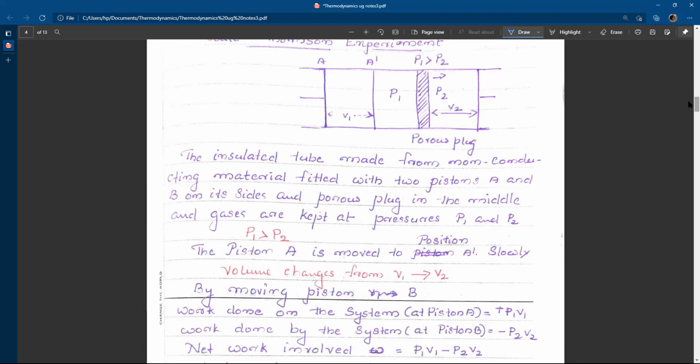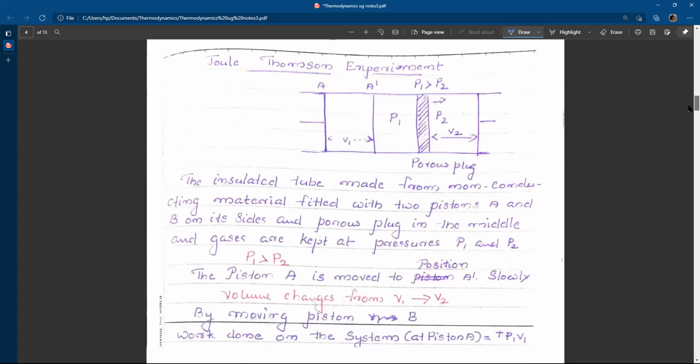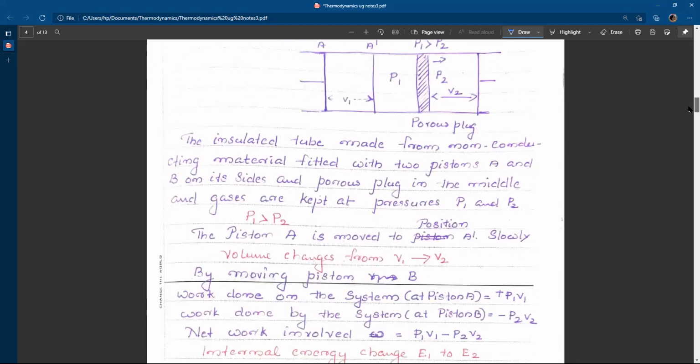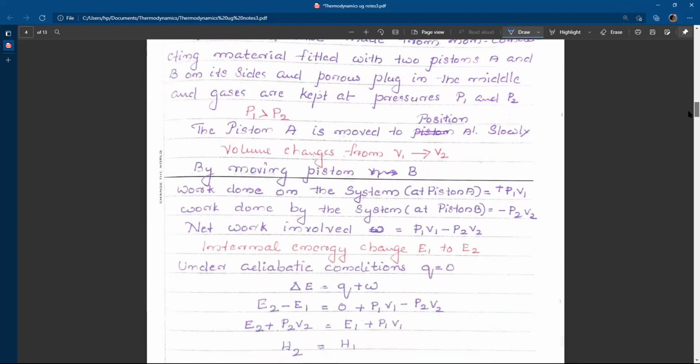P1 greater than P2. The piston A is moved to position A dash in this figure on expansion. Slowly volume changes from V1 to V2. By moving piston B, work is done on the system at piston A. Piston A: work done on the system, that is plus P1 V1. Work done by the system on piston B is minus P2 V2. Net work involved is P1 V1 minus P2 V2.